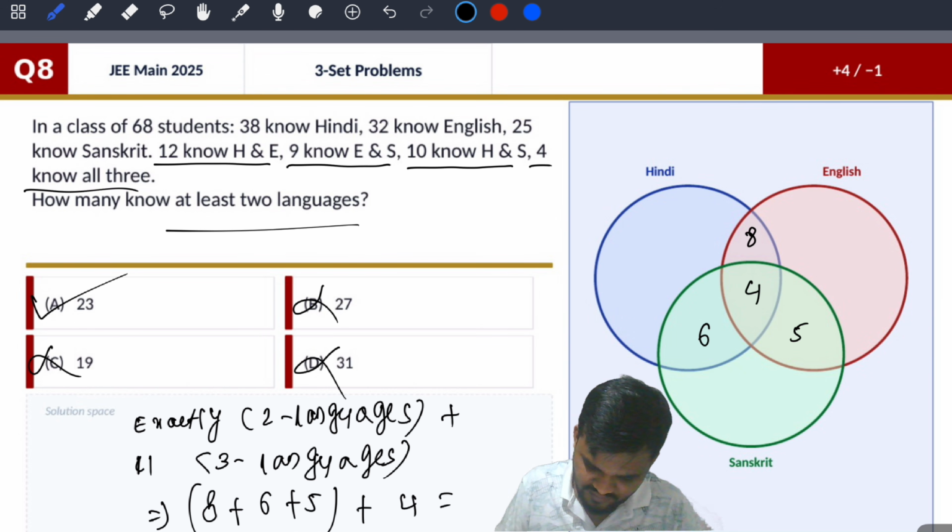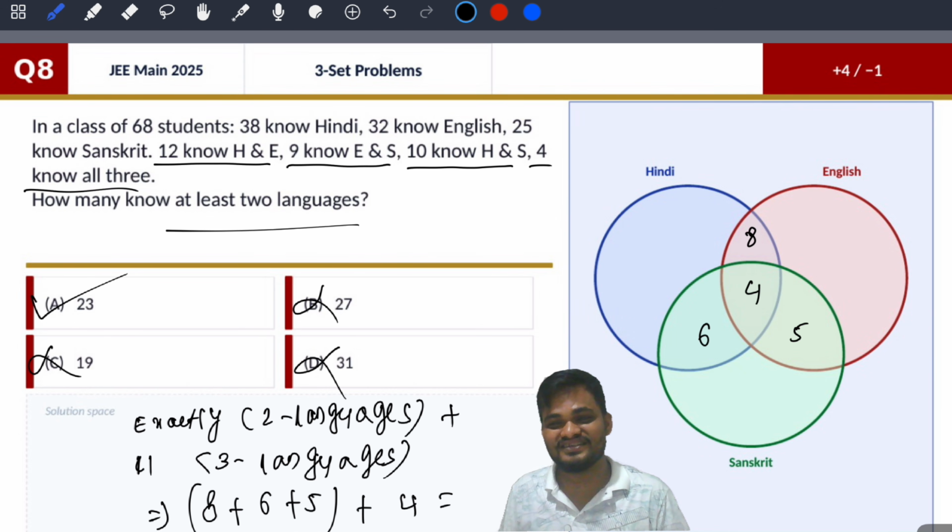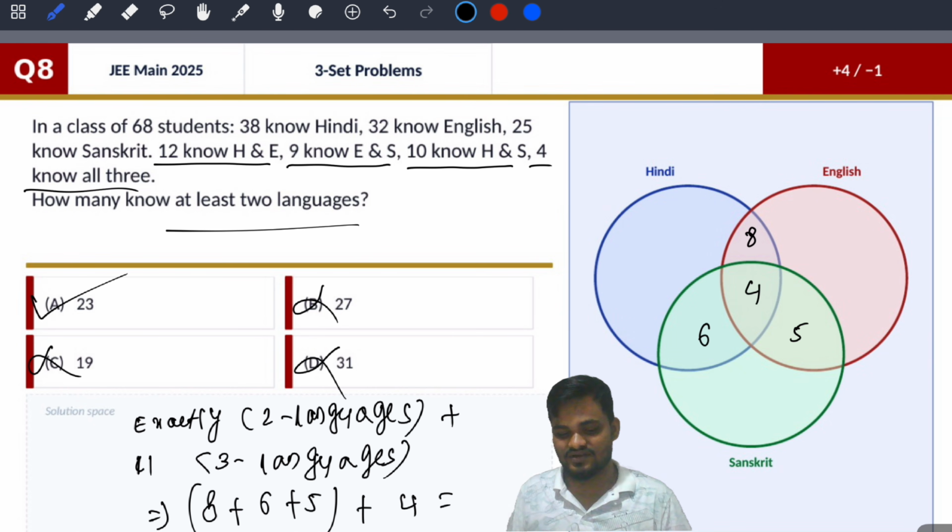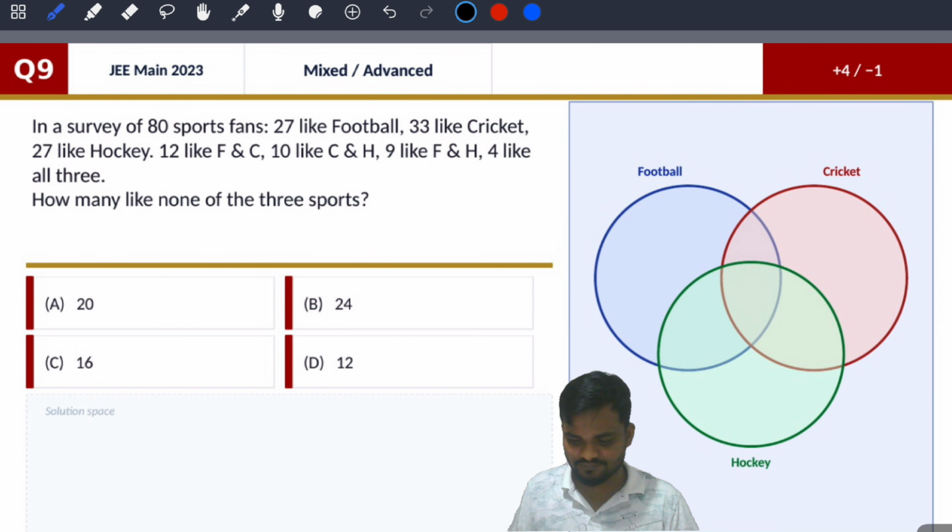This is wrong, this is wrong, this is wrong. You understood how important this is, right? And how easily you can solve. Let me move to the next question.